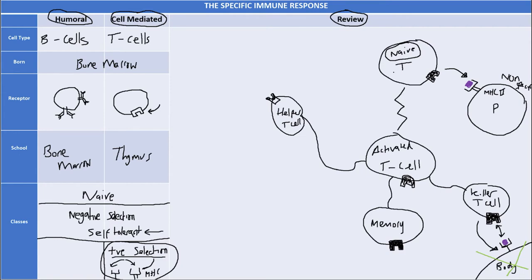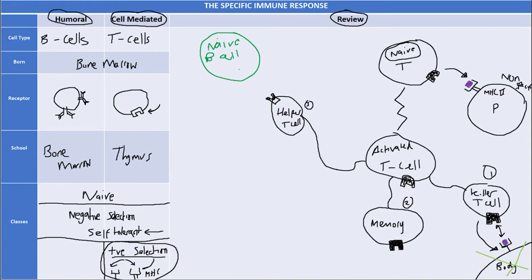Okay, so the T cell binds with the phagocyte, a dendritic cell or the like, and it gets activated, and it activates into one of three different cells: a killer T cell, a memory T cell, or a helper T cell. Well, what does a helper T cell do, I hear you ask? Well, this is when we encounter the naive B cell. The naive B cell.